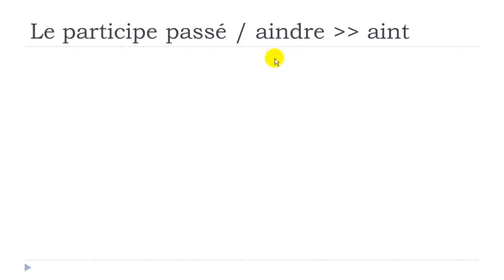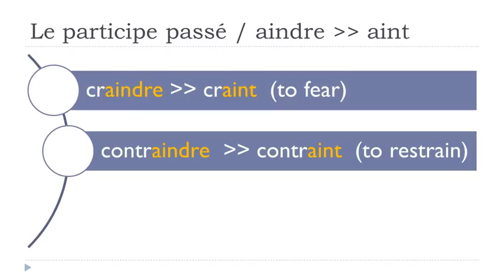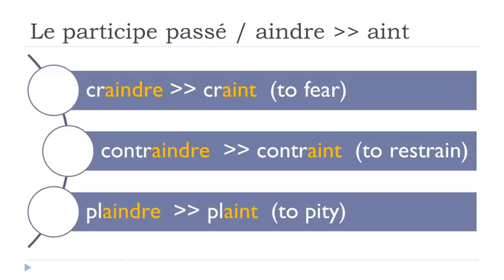Verbs ending with aindre will become aint. A few examples. Craindre, craint. Contraindre, contraint. Plaindre, plaint. As usual, final t here is not pronounced, so you get craint, contraint, plaint.